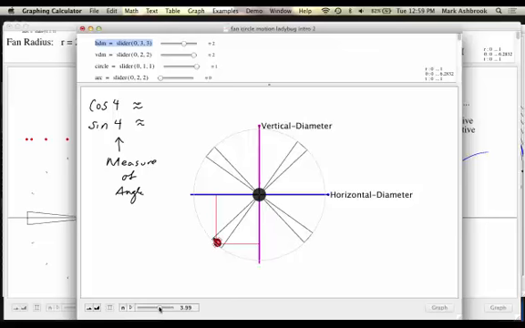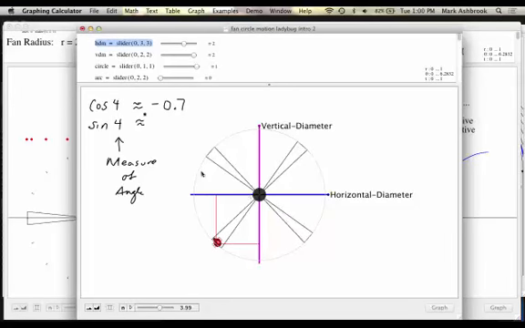Cosine of 4. Approximately what? Cosine of 4. Estimate. What do we think? Melise. Negative 0.7? What do you think of her estimate? Yeah. Decent, yeah. 0.6 or 0.7? Negative 0.6, 0.7, right in there. Just past halfway. Sine of 4.